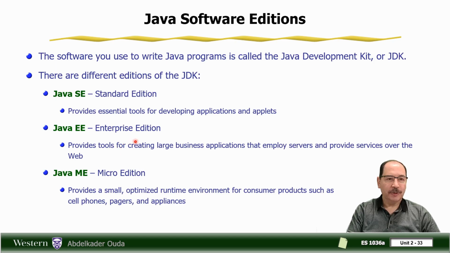Java applets are Java applications that run inside the computer browsers. Java EE, or enterprise edition, provides tools to create business or large business applications that run on a server or more than one server, and these servers provide services for multiple clients. The Java ME micro edition provides a small optimized runtime environment for consumer products such as cell phones, pagers, and appliances.